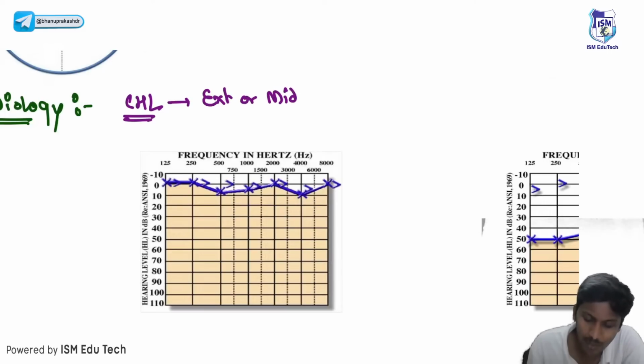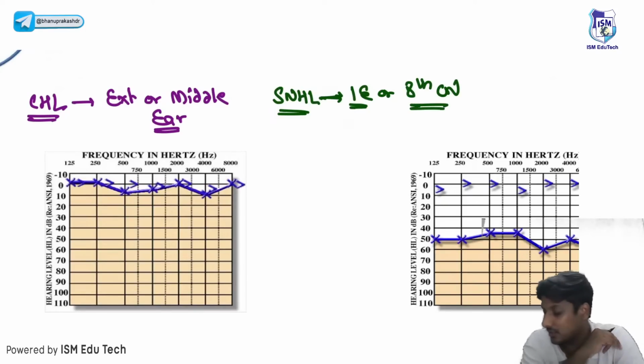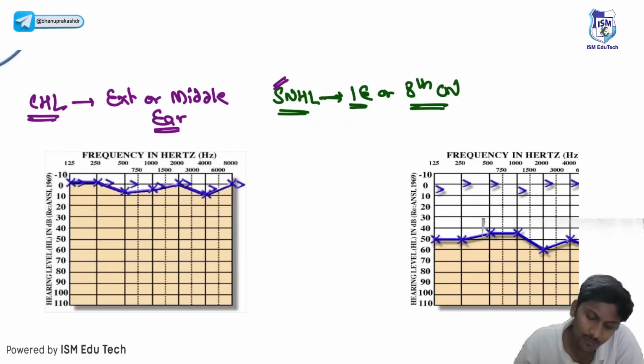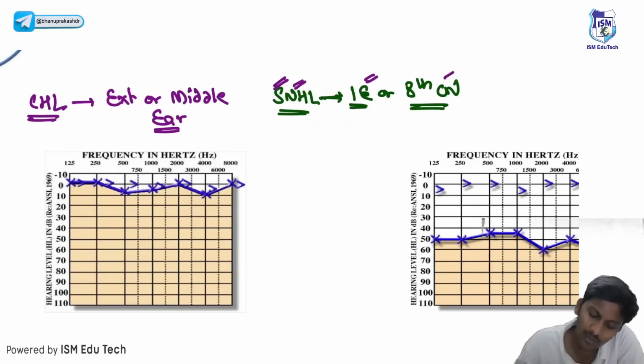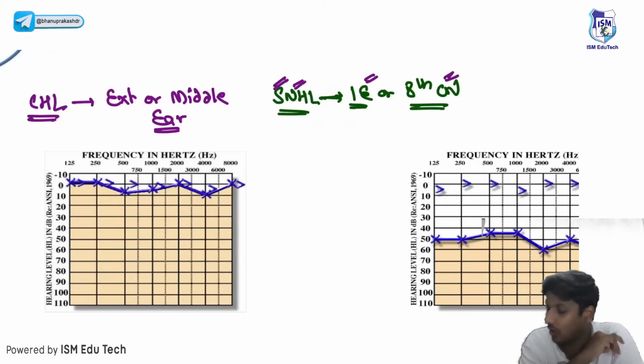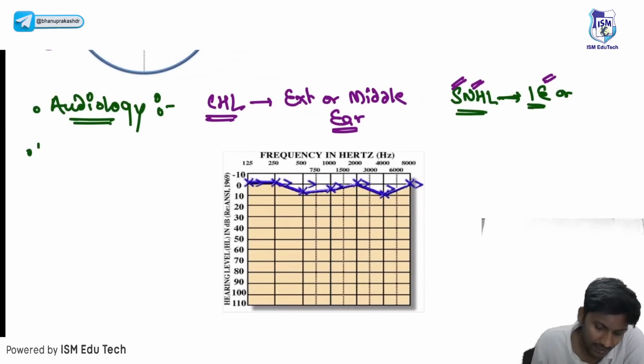So if there is any problem in the external or middle ear, the patient will have a conductive hearing loss. Whereas the patient will suffer from a sensorineural hearing loss if there is some problem in the inner ear or the 8th cranial nerve. Sensory hearing loss means a problem in the inner ear, that is the cochlea. Neural hearing loss means a problem in the 8th cranial nerve, that is your vestibulocochlear nerve. That's important.